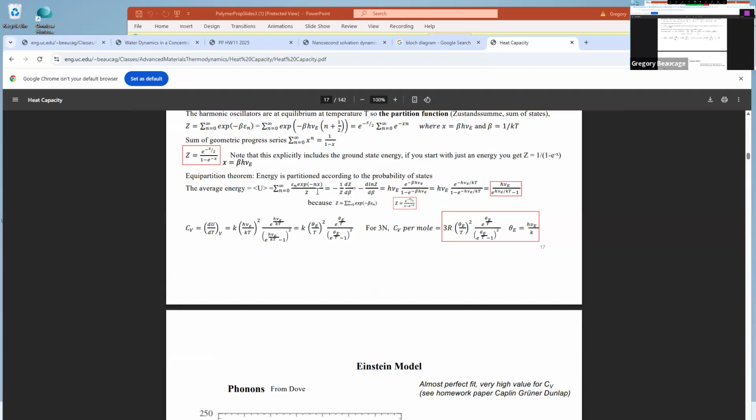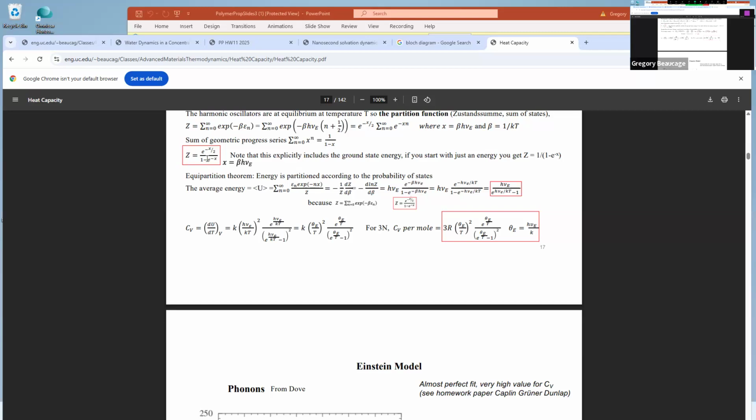Actually, this slide 17 is a good place. So this geometric progression, summation of something to some power from 0 to infinity, and there are infinite energy levels. So that's appropriate. Then that thing equals 1 over 1 minus x, and x is the exponential of minus beta h nu. So that ends up giving you this 1 over 1 minus x thing.